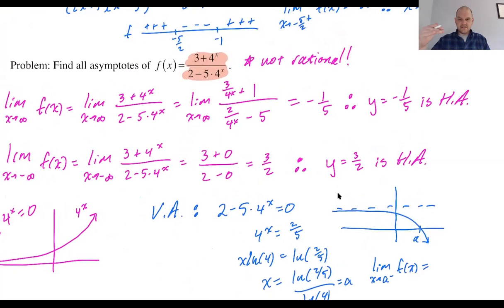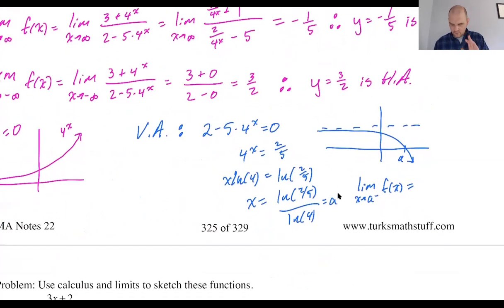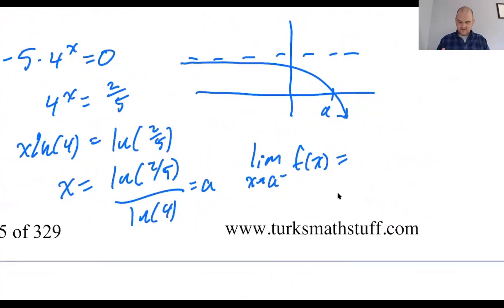The numerator is positive. The denominator is approaching 0, but through the positives. So it's a positive divided by a really infinitely small positive, which is the same as a positive times infinity. So we get infinity. Therefore, x equals a is a vertical asymptote. All right.